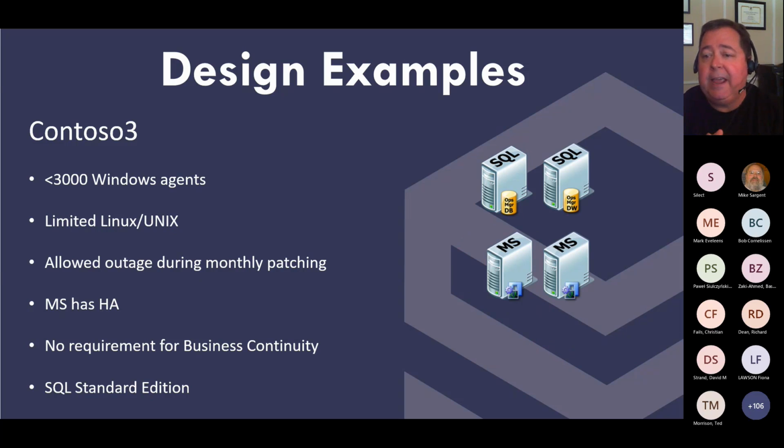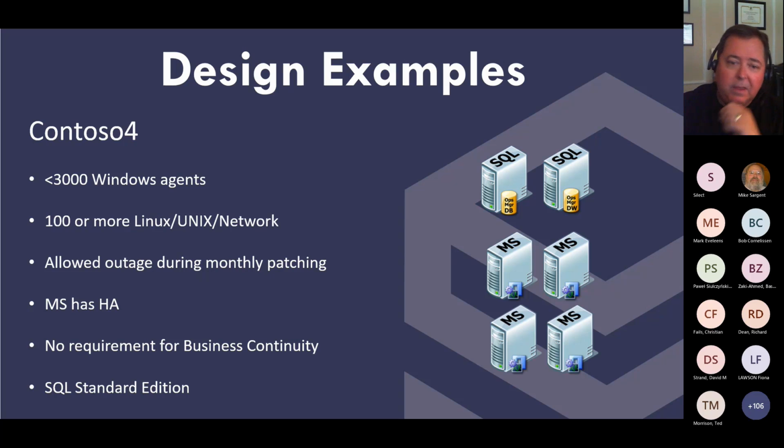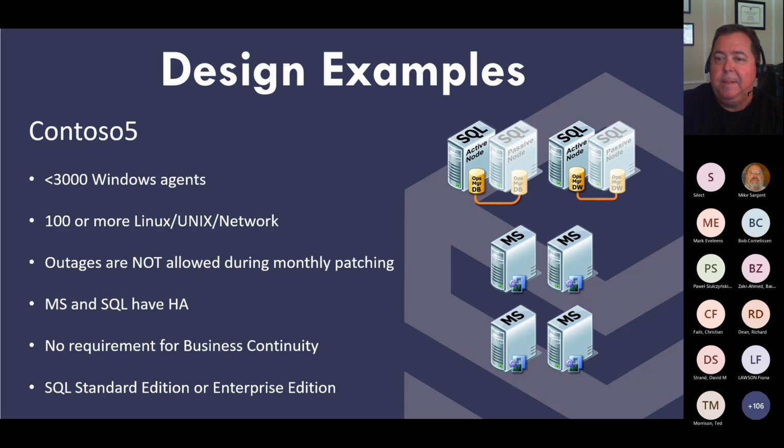So the next one is, I've got 3,000 agents. How does that look different? Well, all you do to scale up to 3,000 agents is split your OpsDB on a SQL server and your data warehouse on a SQL server. I still have HA with my management servers. I just don't have HA on SQL because, again, I'm allowed to do monthly patching and take SCOM down for a period of time. Contoso 4 is the exact same as the previous one. We're just adding 2 management servers for Linux.